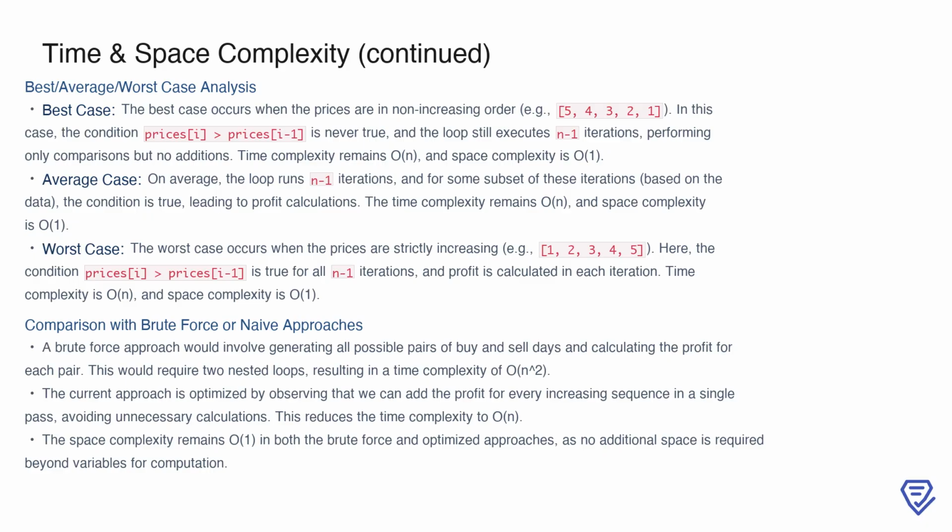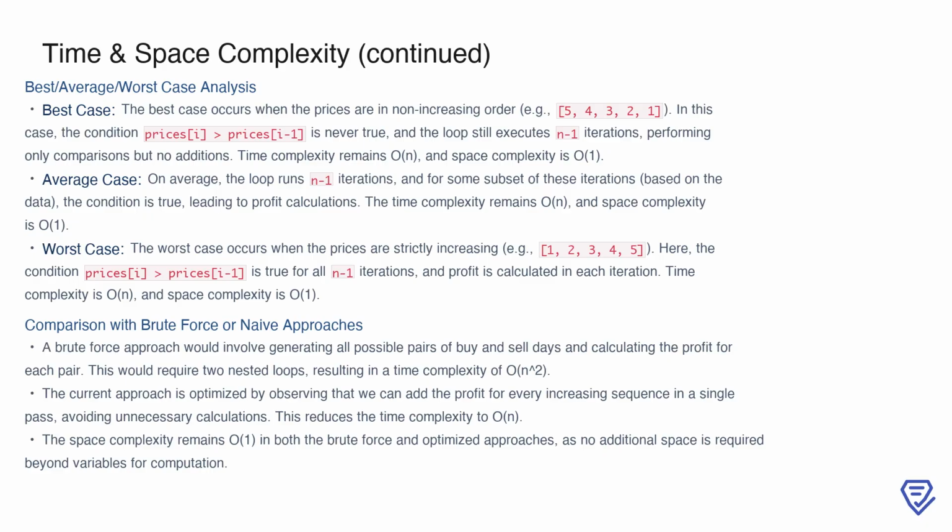In the average case, the loop still executes n-1 iterations, but the condition is true for some subset of iterations, leading to a mix of comparisons and profit calculations. Again, time complexity remains O(n), and space complexity stays at O(1). In the worst case, when prices are strictly increasing, such as 1, 2, 3, 4, 5, the condition is true for every iteration, resulting in profit being calculated in all n-1 iterations. The time complexity is still O(n), and space complexity remains O(1).